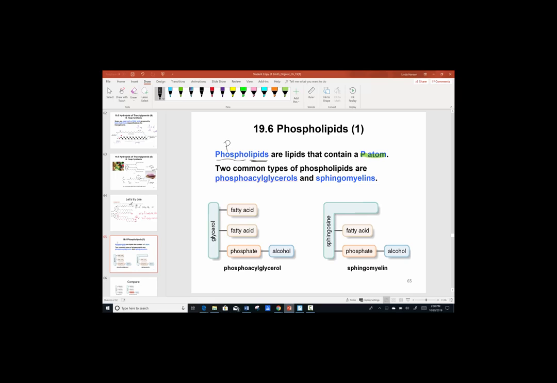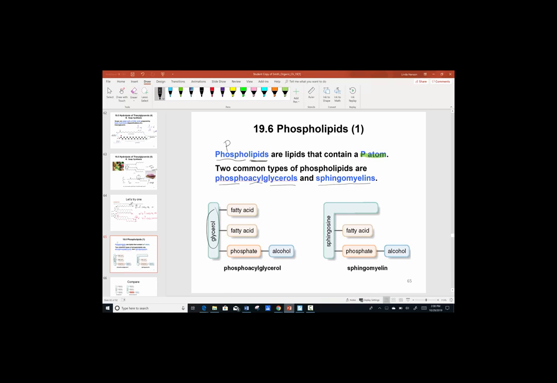There are two common types of phospholipids, and we'll study those one at a time. They are called phosphoacylglycerols, phosphoacyl, that's the ester bond, and glycerol, the glycerol backbone, out again to play. And then a little different molecule called a sphingomyelin, and I think always a neuron, especially like a neuron sheath for myelin.